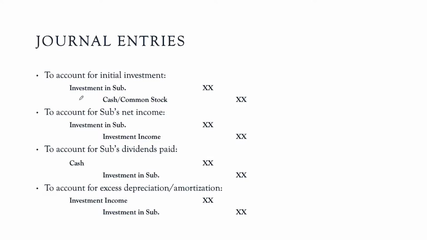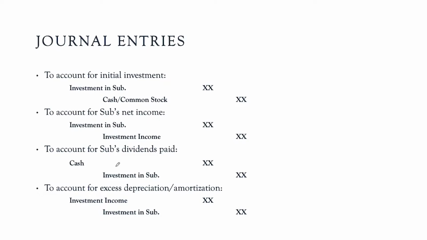Next, you're going to want to account for the sub's net income, or the parent company's portion thereof. You're going to raise the investment account and raise the income account. So you would debit investment in sub to raise that account, and you would credit investment income to raise that account as well. Next, to account for the sub's dividends paid, you're going to want to debit cash because you're receiving a portion of those dividends that they're paying out. However, the subsidiary's dividends paid would ultimately lower your investment in the subsidiary account, so you would credit that.